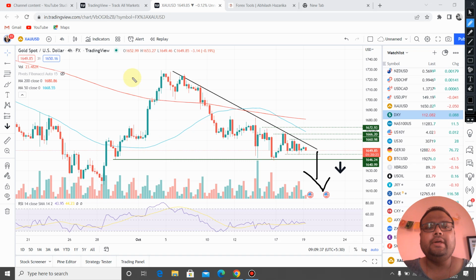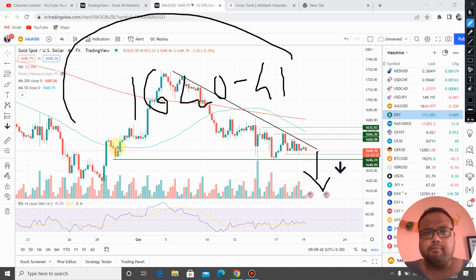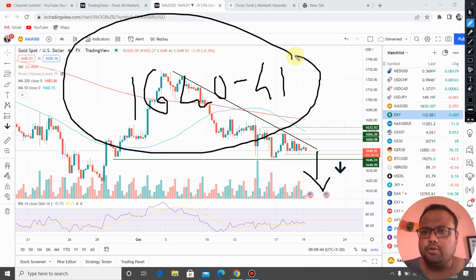In this condition, we have support around 1640 to 1641. So if the market comes down to this particular level here, observe the market first. If the market remains like this, it means that right now, as we can see, there is not much volatility in the market. So if the market remains like this, then you can expect the market to bounce from 1640 to 41. If not a trend reversal, at least you can expect a profit of 30 to 40 pips.